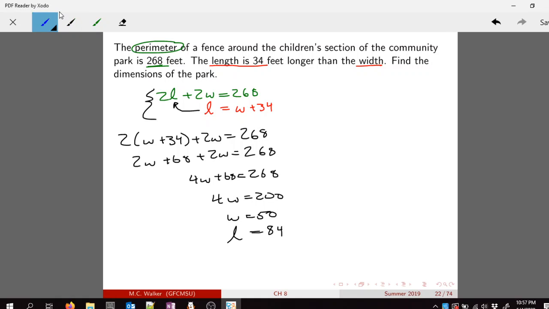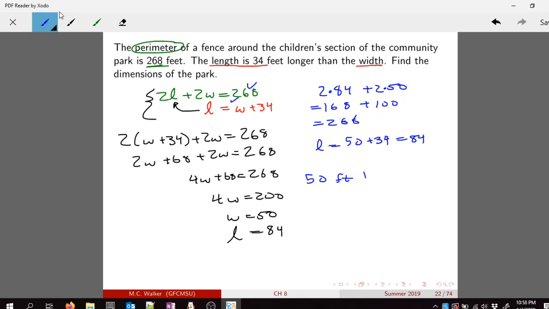And checking that, let's see here. 2 times 84 plus 2 times 50. 2 times 84 is 168 plus 100 is 268. That checks out. And the length is 50 plus 34. Checks out too. So it is 50 feet by 84 feet.